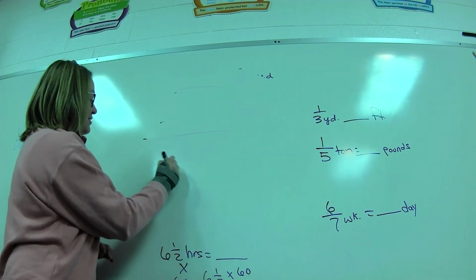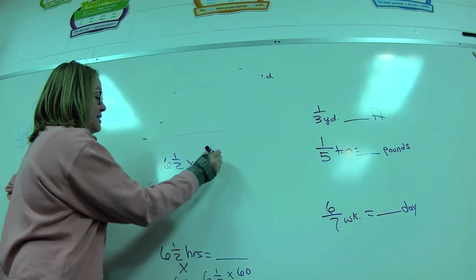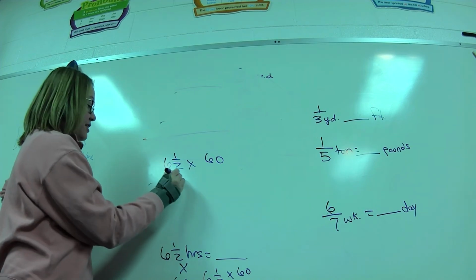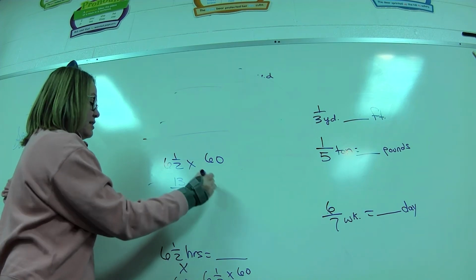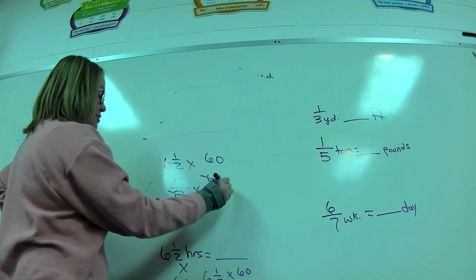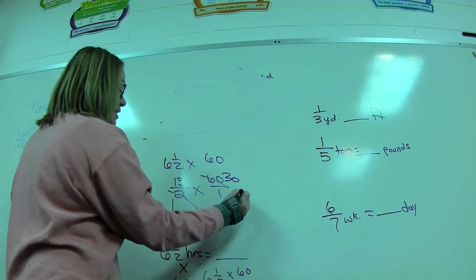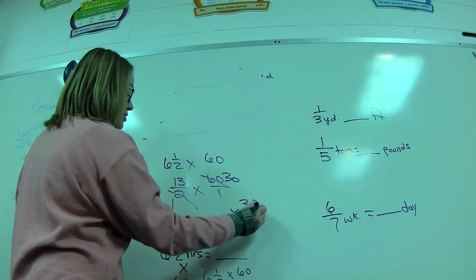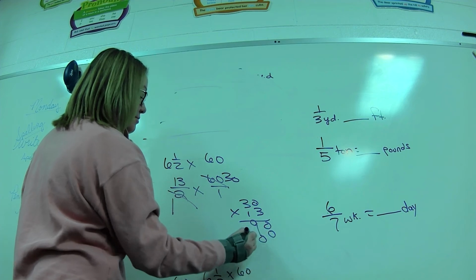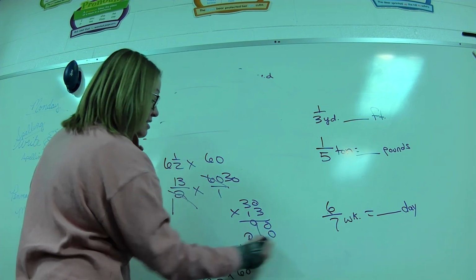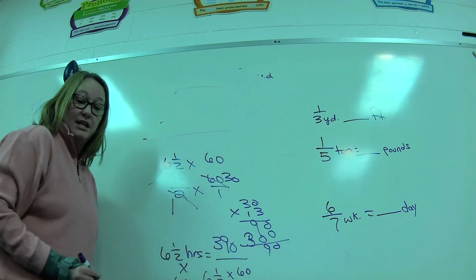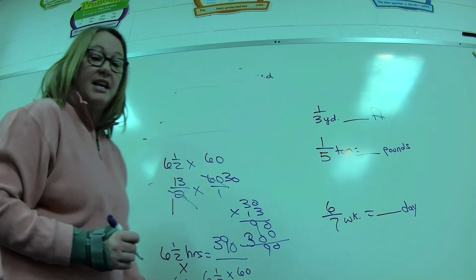All right, so now we have 6.5 times 60. Let's take this mixed number and put it into an improper fraction. So we're going to have 13 over 2 times 60 over 1. We're going to cancel the 2, the 60 to a 30. I'm going to do 30 times 13. That's going to give me 390 minutes. Some of you are already ahead of me, aren't you?